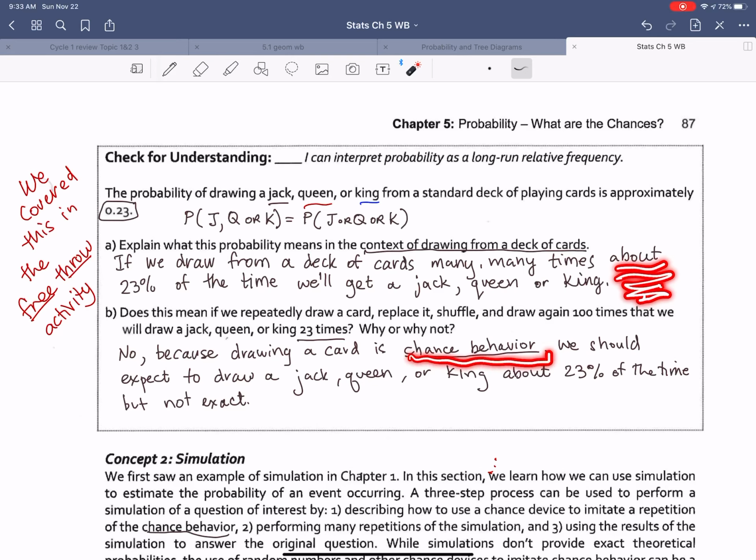Because we know that this is chance behavior. The next question asks, does this mean that if we repeatedly drew cards, replaced it, shuffled, and drew again 100 times in a row, we will draw a jack, queen, or king 23 times? Why or why not? Well, we're essentially saying no, because drawing a card is chance behavior. We should expect to draw a jack, queen, or king about 23% of the time, but not exactly.